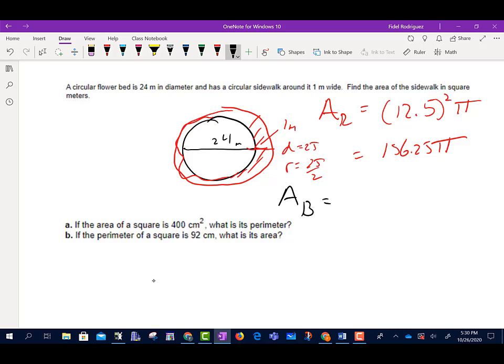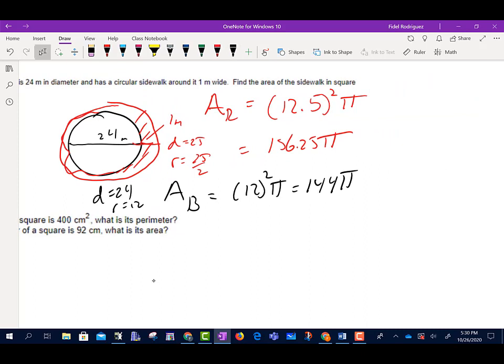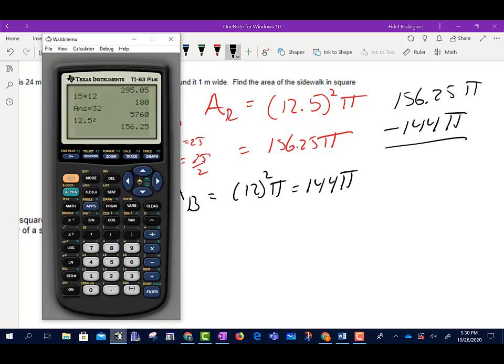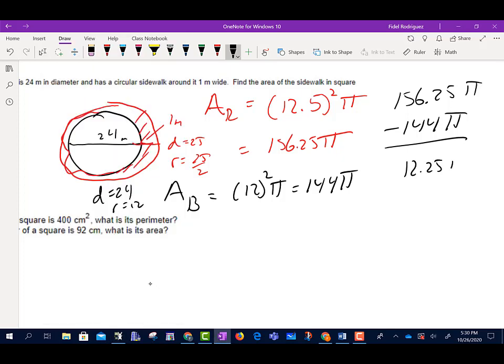Now let's find the area of the black circle. If the diameter here is 24, then the radius is 12. So it's going to be 12 squared times pi, which is 144 pi. And now all we got to do is subtract them. So 156.25 pi minus 144 pi, and we'll find the area of that sidewalk. So we have 12.25 pi meters squared. The reason why meters is because our units is given to us in meters.